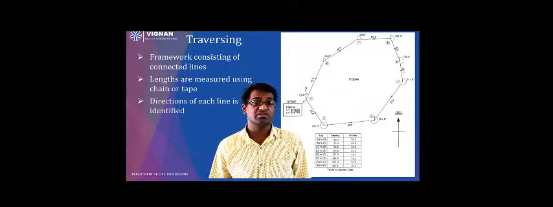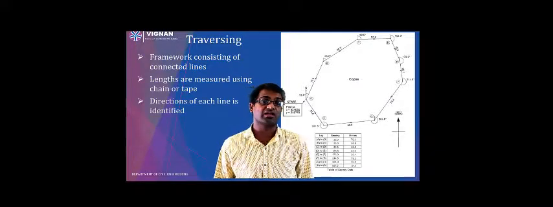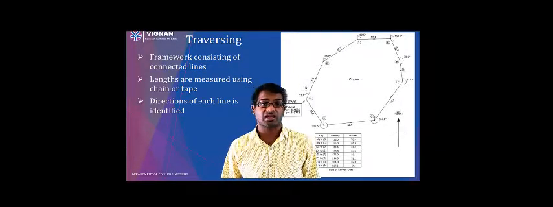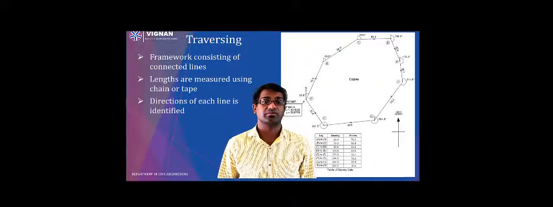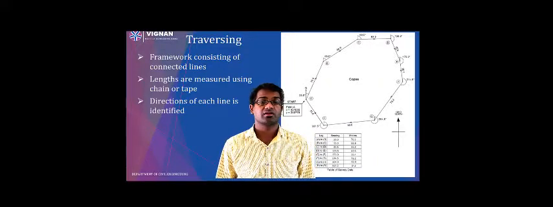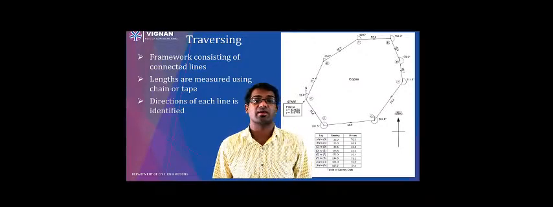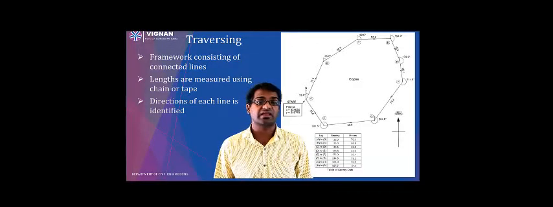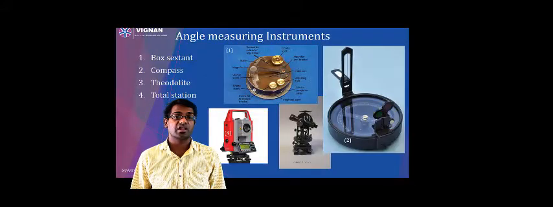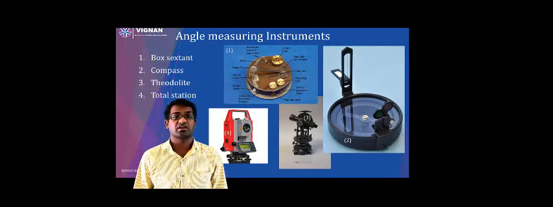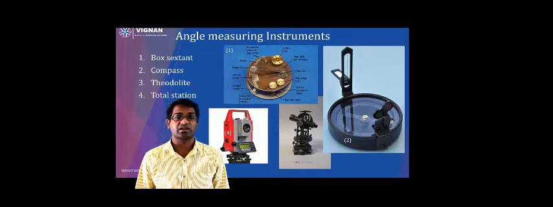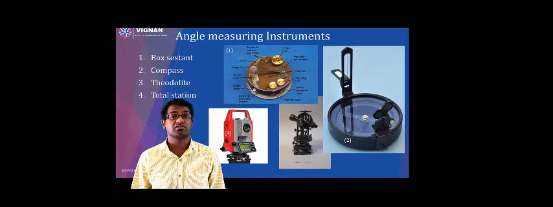When you are doing this traversing, you will also calculate the lengths of these connected lines using a chain or a tape. Now using an instrument, it can be a compass or any instrument, you can easily identify the angles and plot them on a piece of paper. There are 4 major types of instruments where you can calculate angular measurements, which are box sextant, compass, theodolite and total station.